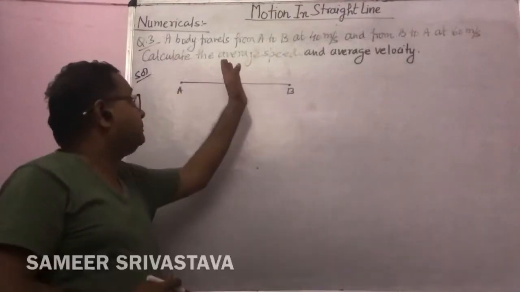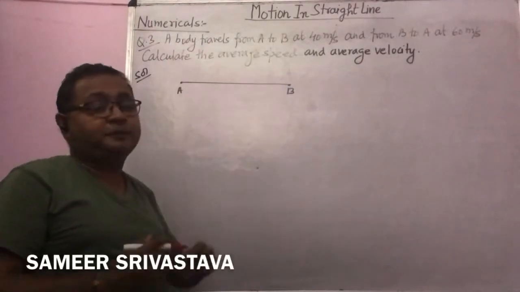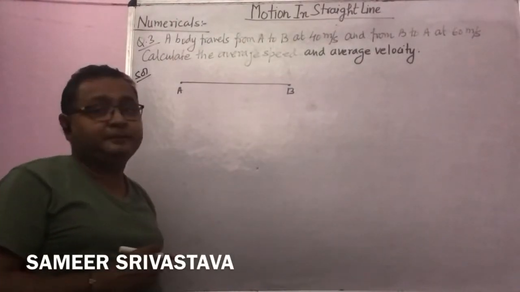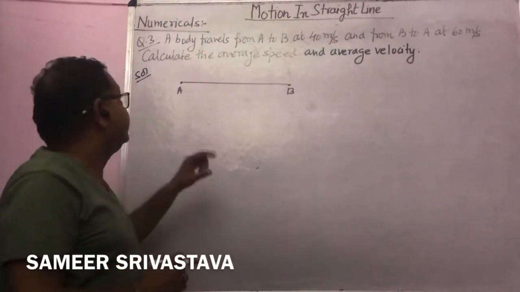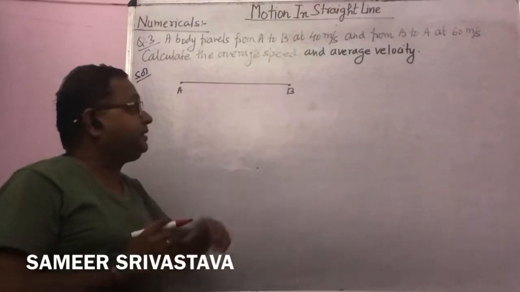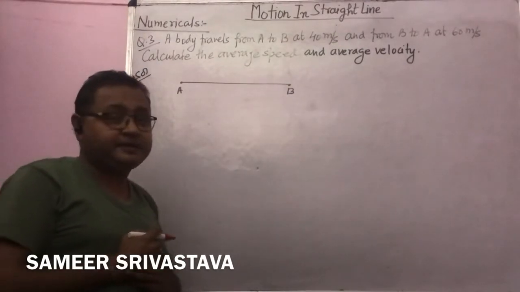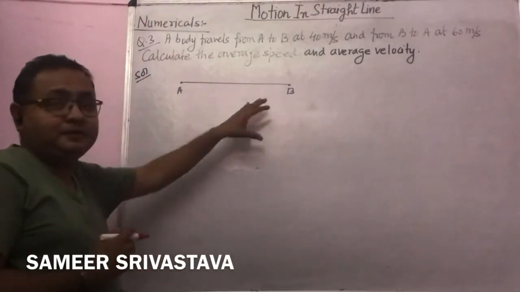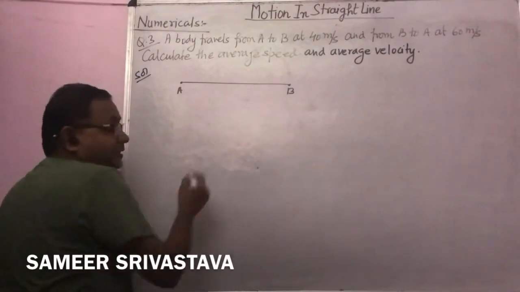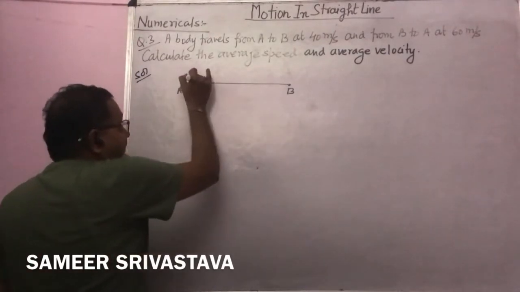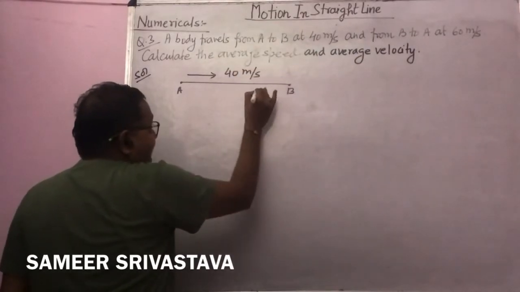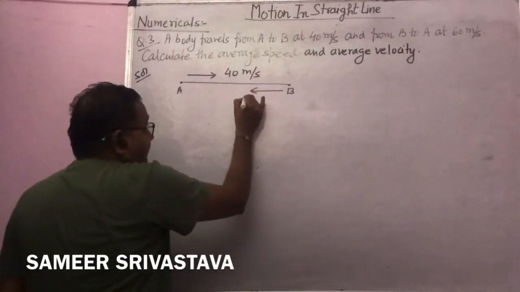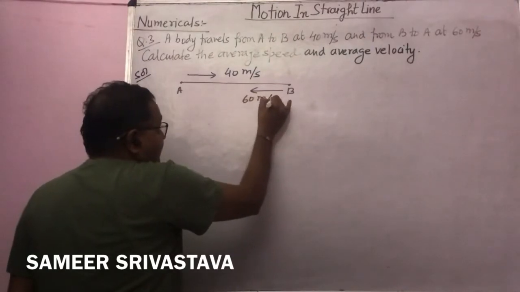Now student, question number 3. A body travels from A to B at 40 meter per second and from B to A at 60 meter per second. Calculate the average speed and average velocity. A very easy question. Here in the diagram, there are 2 points A and B and the body moves from A to B with a speed of 40 meter per second and again back from B to A with a speed of 60 meter per second.